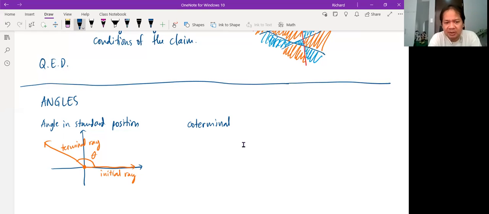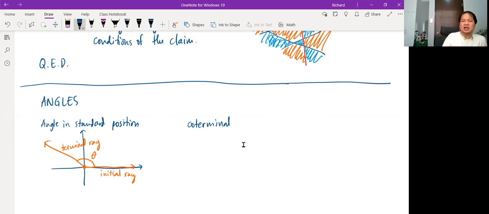But at this point, when we analyze angles, we're thinking of an angle as a two-dimensional object. So the context for now is the plane. Because if we're going to draw an angle with an initial and terminal ray in three-dimensional space, of course it is possible to draw an angle there. It's just that we cannot draw it in standard position.